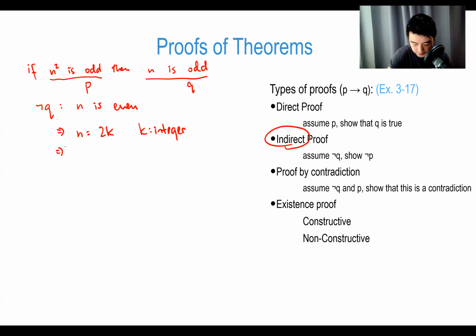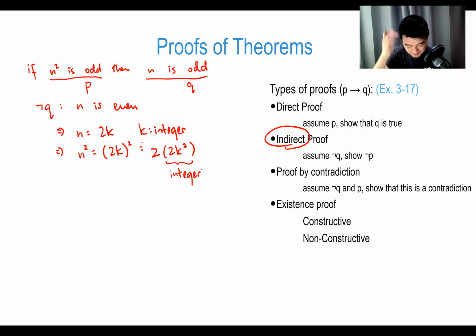And then what can we say now about n squared? So n squared is equal to (2k) squared, which is equal to 2 times 2k squared. And once again, very similar to the last example that we did, we can claim that this is nothing more than an integer, right? Because if k is an integer, then k squared is an integer, and 2 times an integer is always an integer, right? So we can claim that this is an integer, and therefore n squared is even. And therefore, we have the statement not P. So this is an indirect proof.